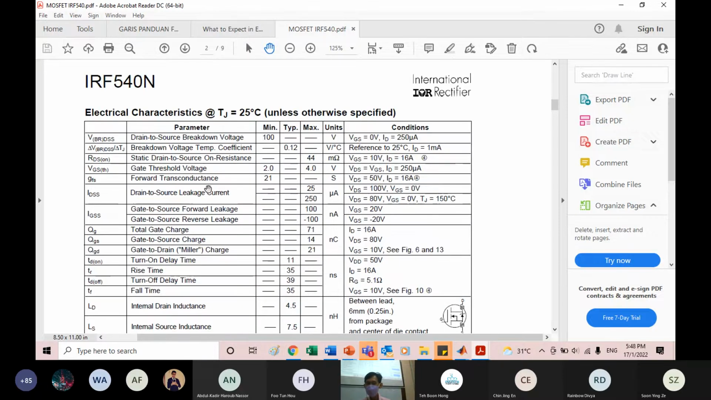The rest, like IDSS also. Now this one has two values. This one means that it is running at a temperature of 150, but usually we will see it at a temperature of 25. So it's like the case of VGS now. Which one?